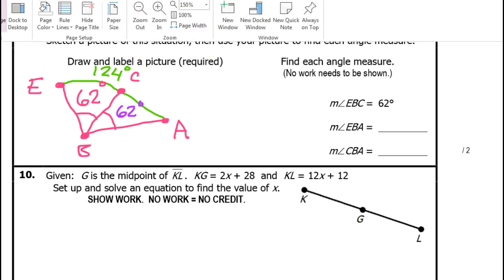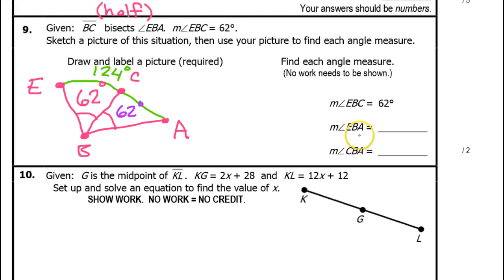Okay, so let's go back and see what they actually ask us for. What's the measure of angle EBA? Well, EBA is the big angle that I just marked here in green. So we just decided that that should be 124 degrees. What's the measure of angle CBA? All right, CBA is the one that I just did in purple. That is 62 degrees.